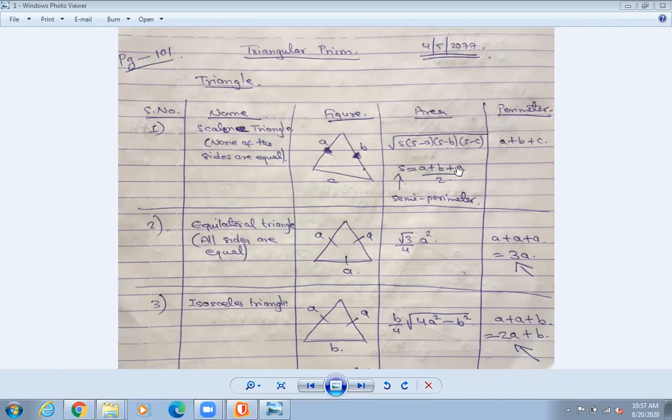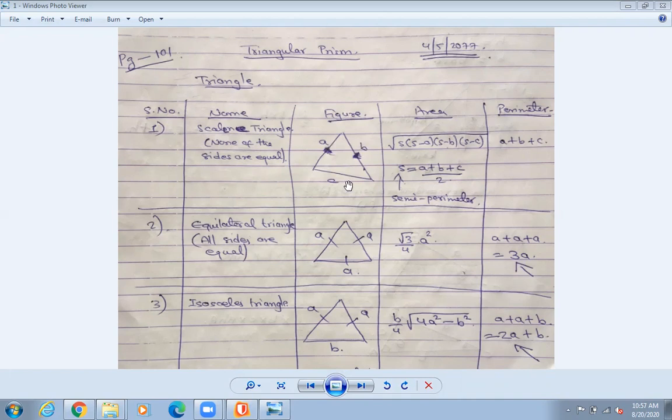Okay, next thing is perimeter. Perimeter means, just use common sense, the sum of all sides. Sum means addition, plus. So here is A, here is B, here is C. So A plus B plus C. Got it? Okay, so this is the perimeter of a triangle.